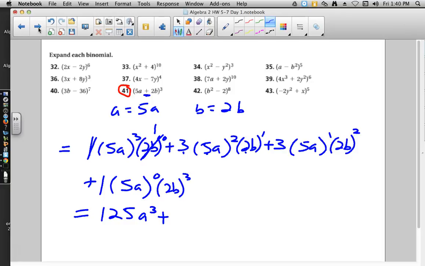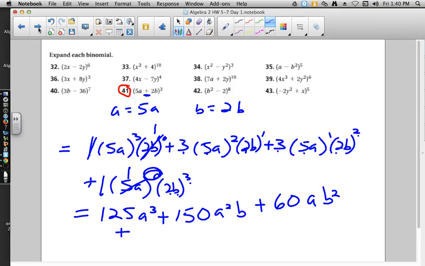Well, that's 3 times 25, which is 75, and 75 times 2, which is 150, a squared, b, plus. The next one, we have 3 times 5 to the first, which is 15, and then we have 2 squared, which is 4. 15 times 4 is 60, a, b squared. And then the last term, we take a look and see we have a 1, and this is another 1 because it's to the 0 power, and then we have 2b to the third. So that will become 2 to the third, which is 8, b to the third. And that's our answer for number 41.